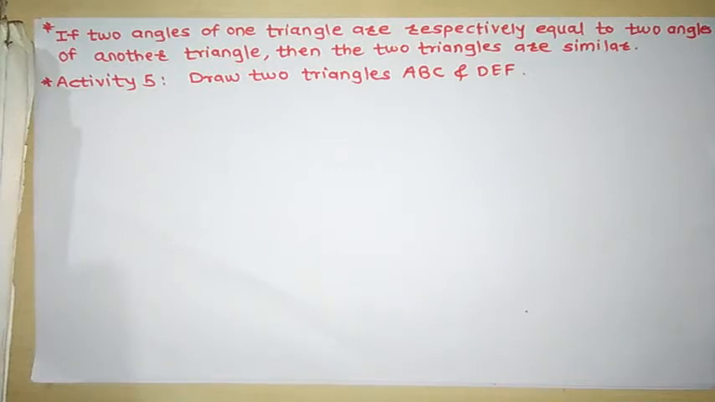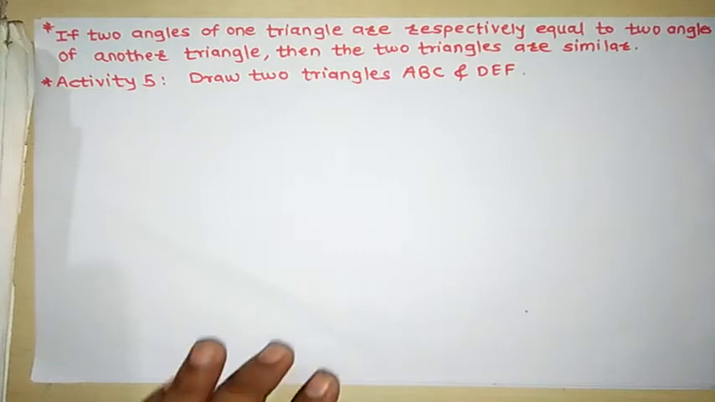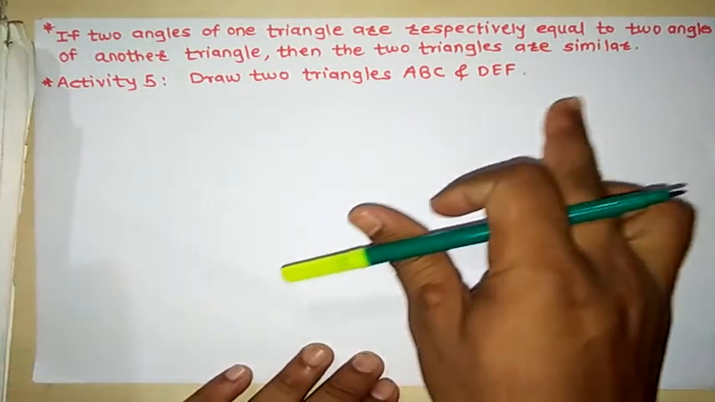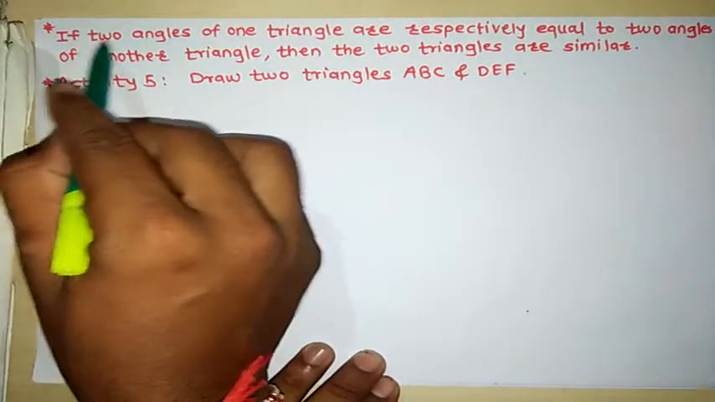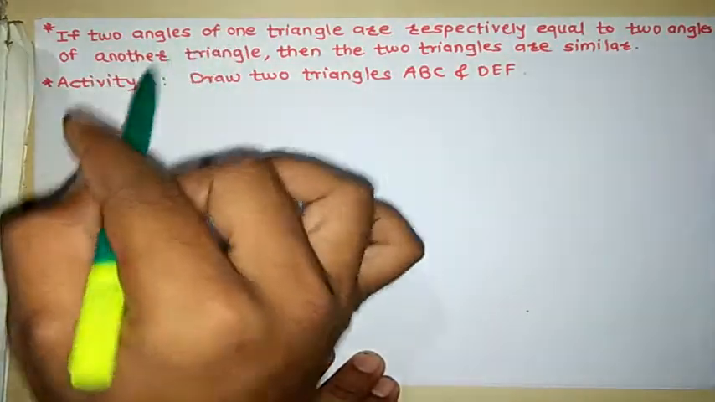Now after this we will see one activity, that is activity number 5. In activity number 5 we have to draw two triangles. Follow with me. The first triangle is triangle ABC and the second will be triangle DEF. Before that you have to write this statement as a note.